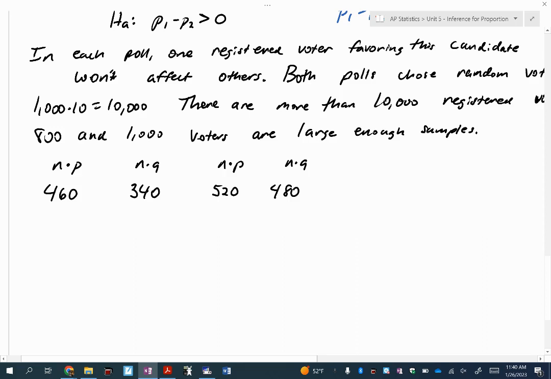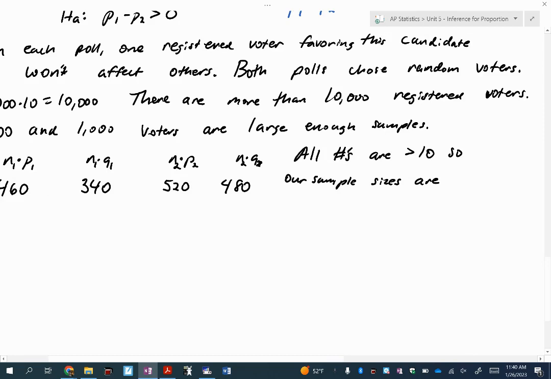If you want to make it like official, put the 1s, put the 2s. But I'm not going to get that nitpicky on the test. Okay? You just have to check to make sure that your successes and your failures for both are 10 or higher. That's it. That's what I'm looking for. So all numbers are greater than 10. So our sample sizes are large enough.